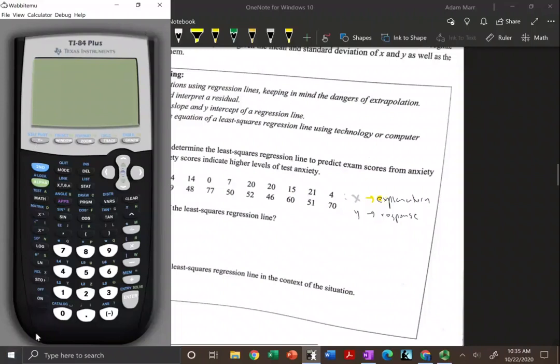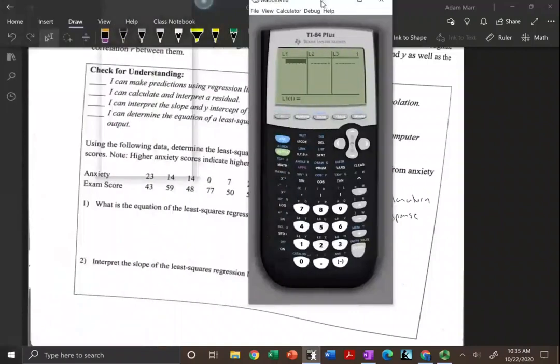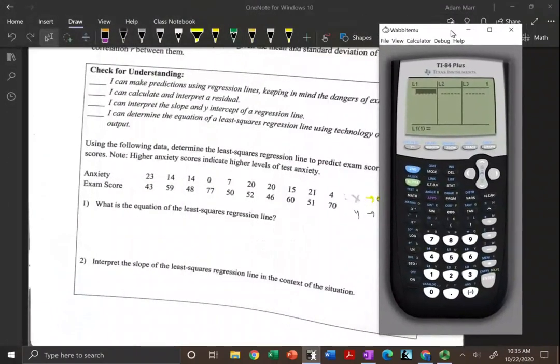So here's what we're going to do. Turn it on, wait for it to turn on, and we go to stat right here, and we go to edit, right? And we get rid of what is already there: go up to the top, clear, enter. Okay, so let's put all this good stuff in there.